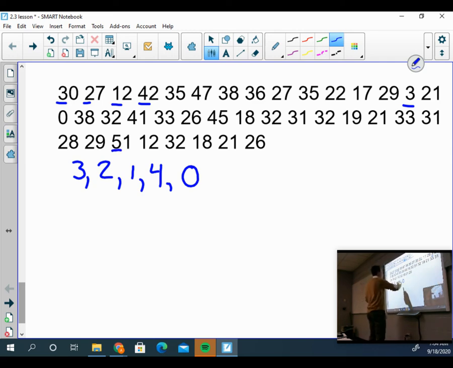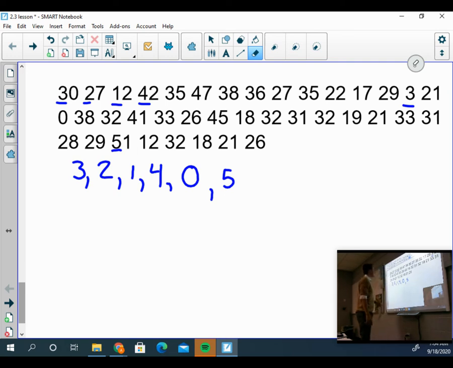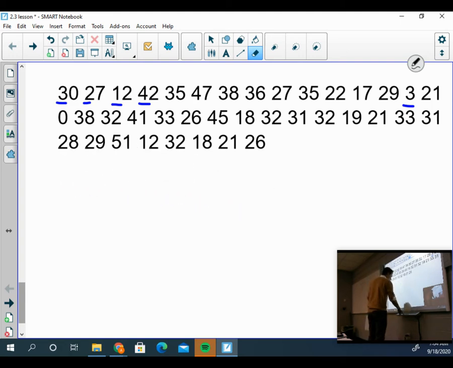Oh, I see a 5. Okay, and these will be my stems. So I go through, I identify what my stems are going to be based on how many digits are in most of the numbers, and then from there, identify the different stems I have. Now that I have identified the stems, I'm going to organize them from least to greatest.